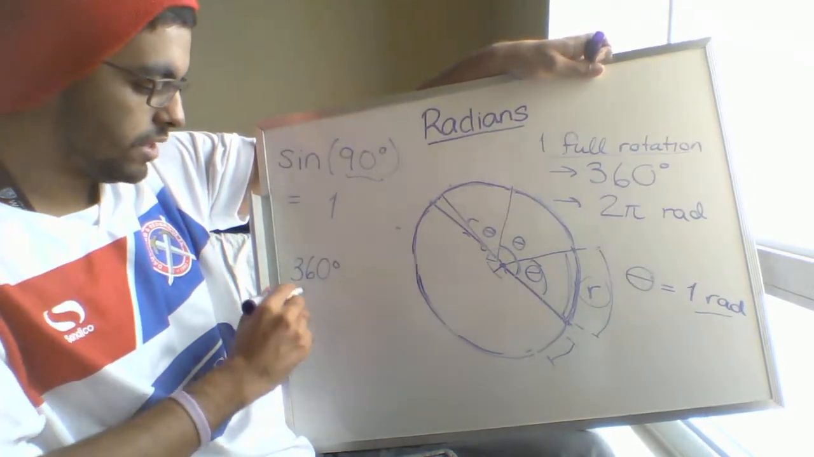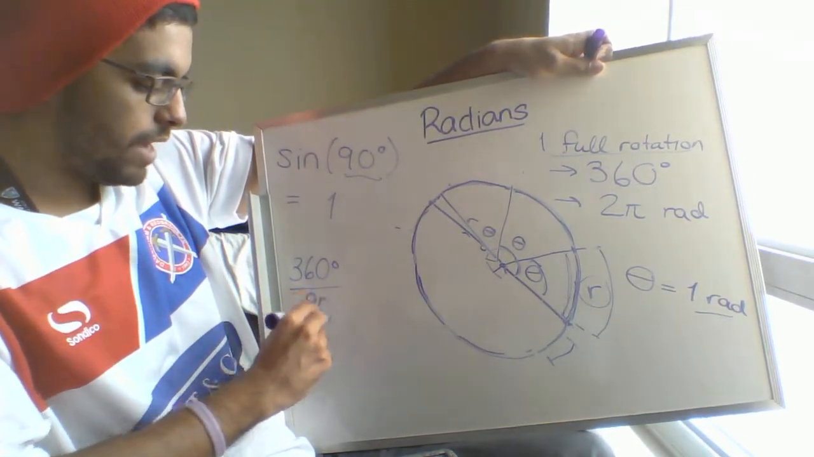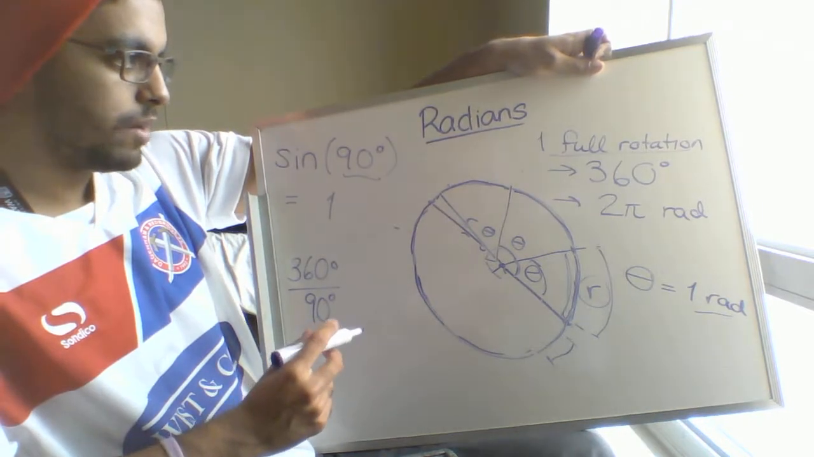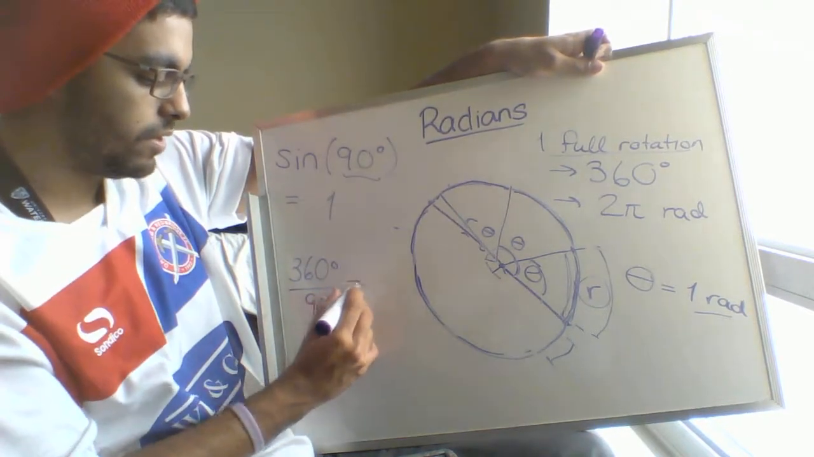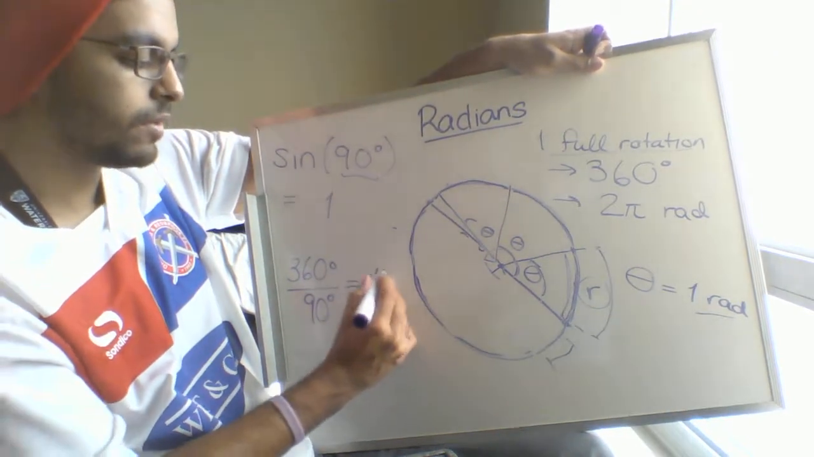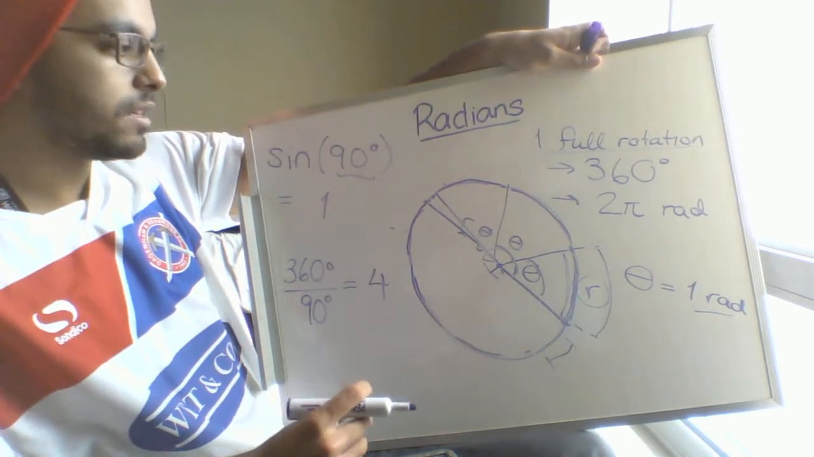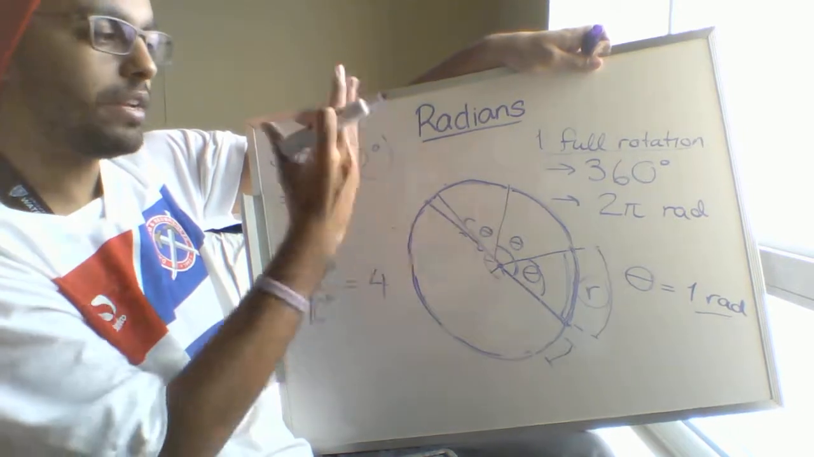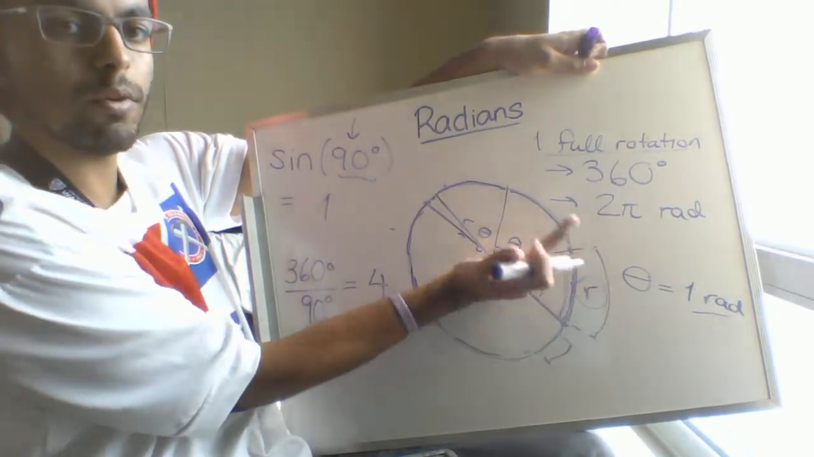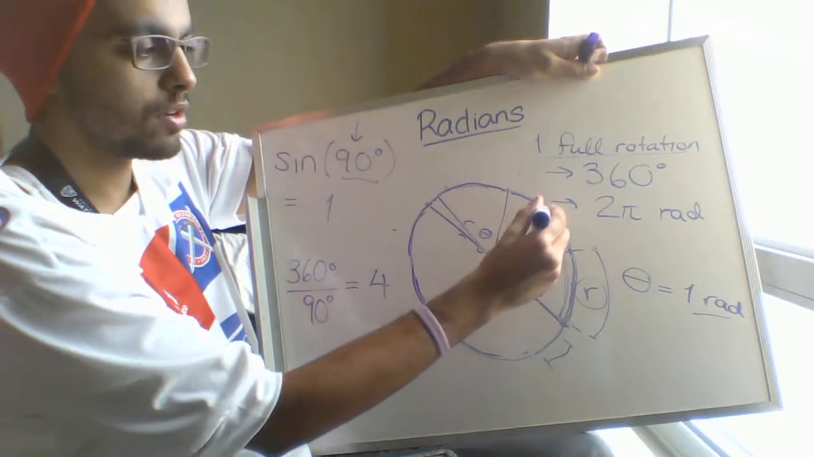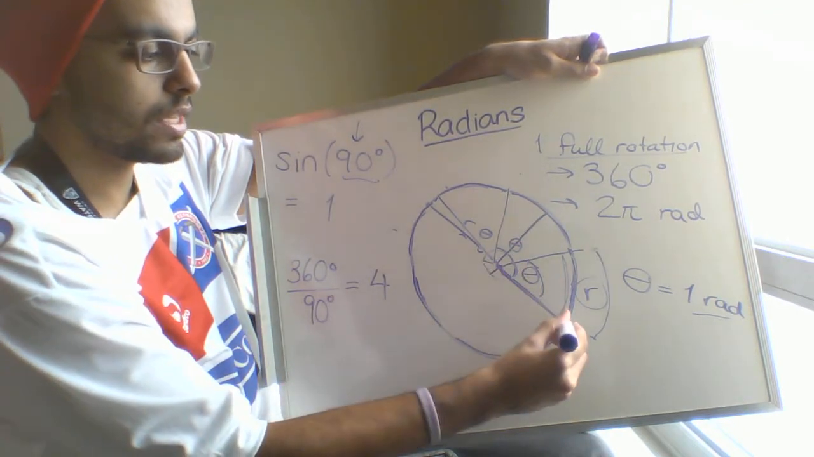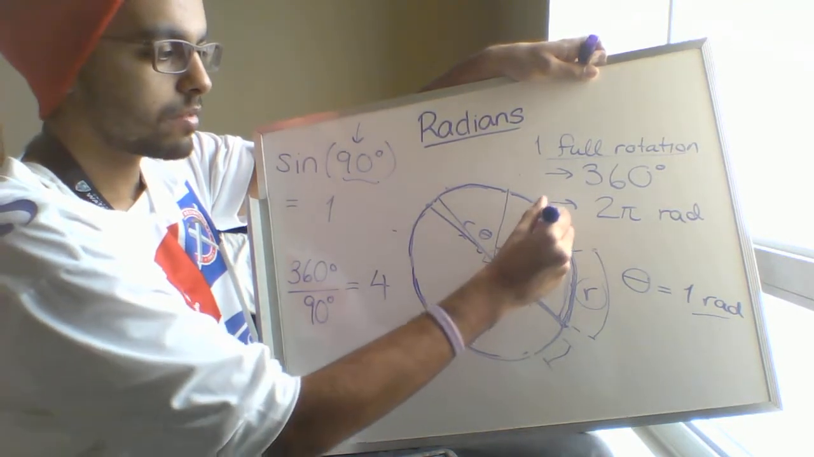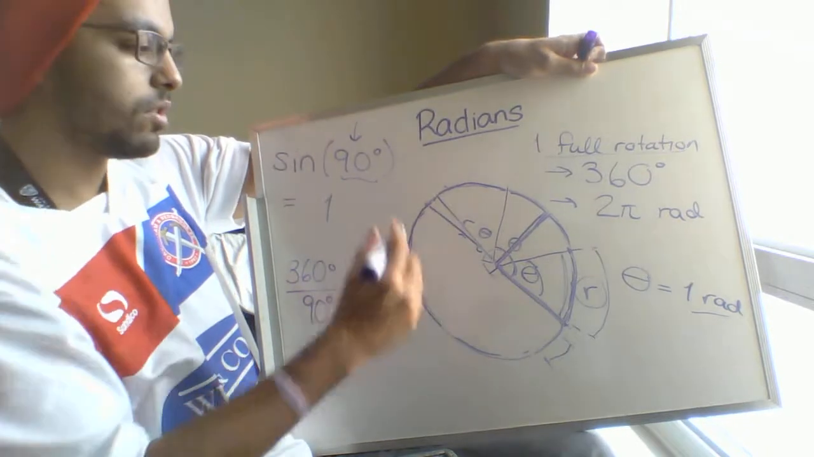So 360 degrees divided by 90 degrees, since we've only taken 90 degrees of it, that's 4. Basically we've gone a quarter of the way around the circle. If we started here and we rotate 90 degrees, that's going to be 1/4 of the circle right there. We've gone 1/4 of the circle.